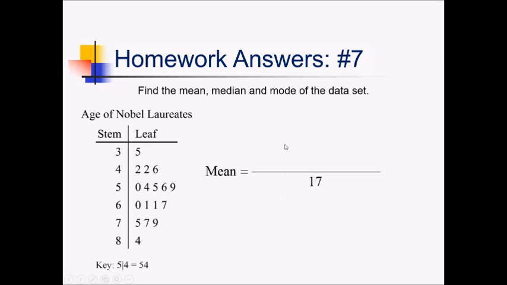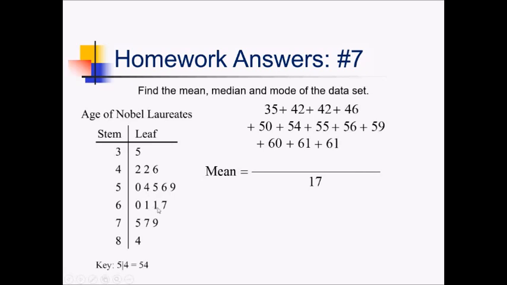Now let's add a whole bunch of stuff together. I'm going to actually write out the numbers so that I can show people what I'm actually doing here. So we've got a 3 and a 5 here. This means 35. And then we have 42, another 42, and a 4 and a 6 is 46, and we're adding all these. Then we have 50, 54, 55, 56, 59, and for the next row we have a 60, a 61, another 61, a 67. After that we have a 75, 77, 79, and finally this last one is 84.